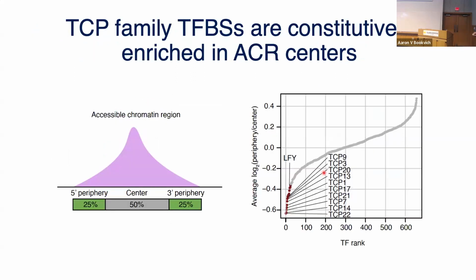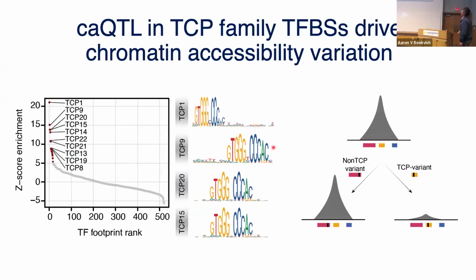And so we were wondering, okay, do we see any transcription factors that show bias in where they're located? Do we see things that are almost always in the center or almost always on the peripheries? And we find this transcription factor TCP, this entire family, is highly preferentially located within the centers of ACRs. And I've also highlighted here a transcription factor called leafy, which is the only known pioneer factor in plants. So to me, this was a curious observation, which stemmed the next test.